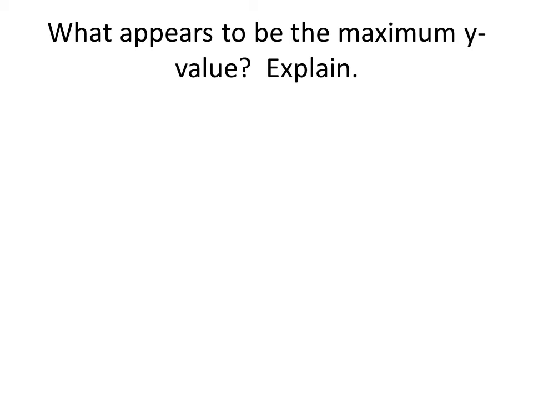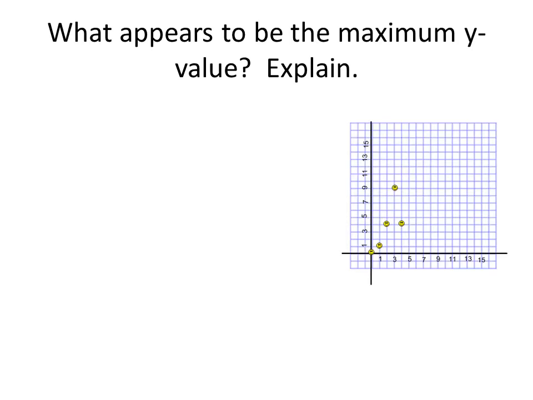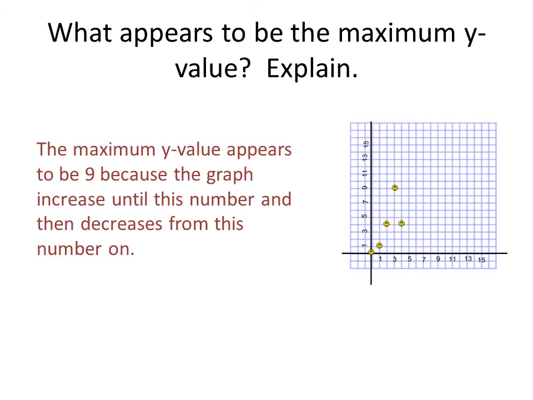Now, what appeared to be the maximum y value, and explain. I gave you the chart again so you could look at it. Notice the highest point seems to be where x is 3 and y is 9. So the maximum y value appears to be 9 because the graph increases until this number and then decreases from this number on. Notice my complete sentence.